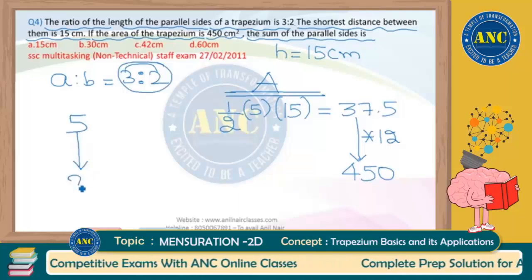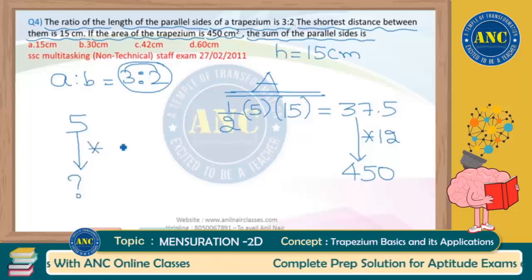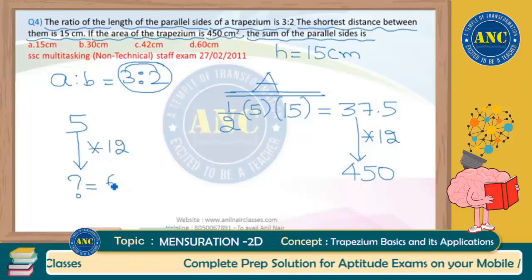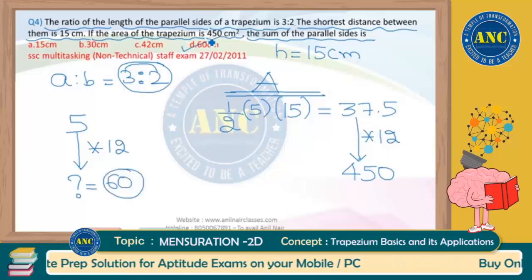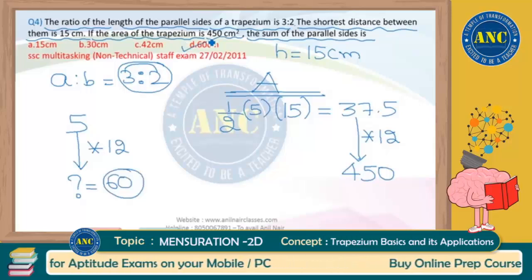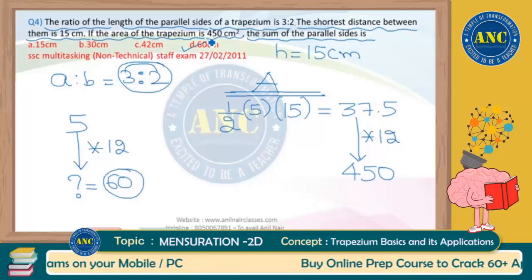According to the question, how much are they asking? 5 also multiply by 12. The answer is 5 into 12, 60 centimeters, which is nothing but option D. I hope it is very clear for you people.